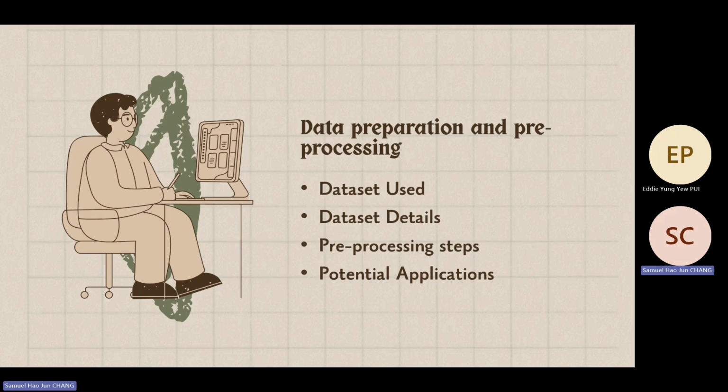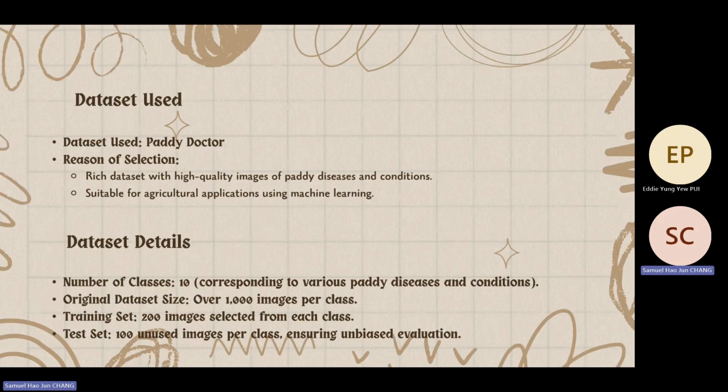Okay, moving on, we will talk about the data preparation and preprocessing. Firstly, we can see that the dataset used is the PADI-Doctor. The reason behind this is its quality and relevance to agriculture applications. We have narrowed the dataset to 200 images per class for training and 100 for testing. These 200 and 100 images are both extracted from the original dataset size of 1000 images per class.